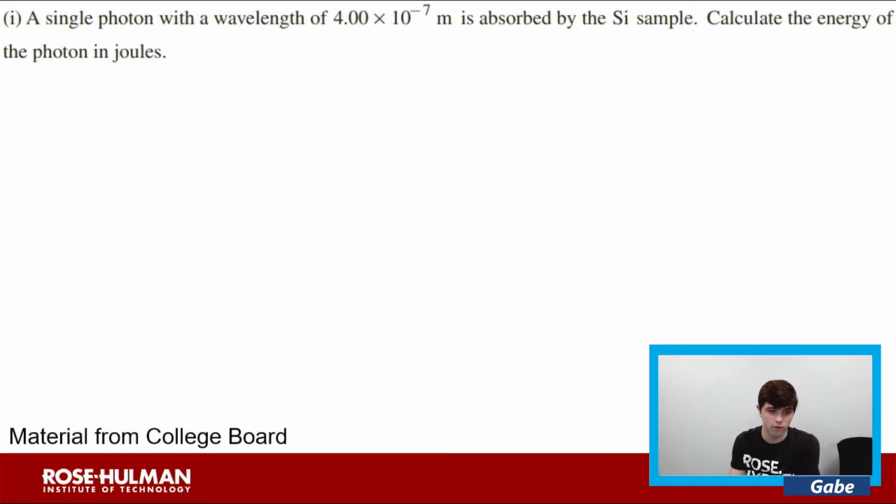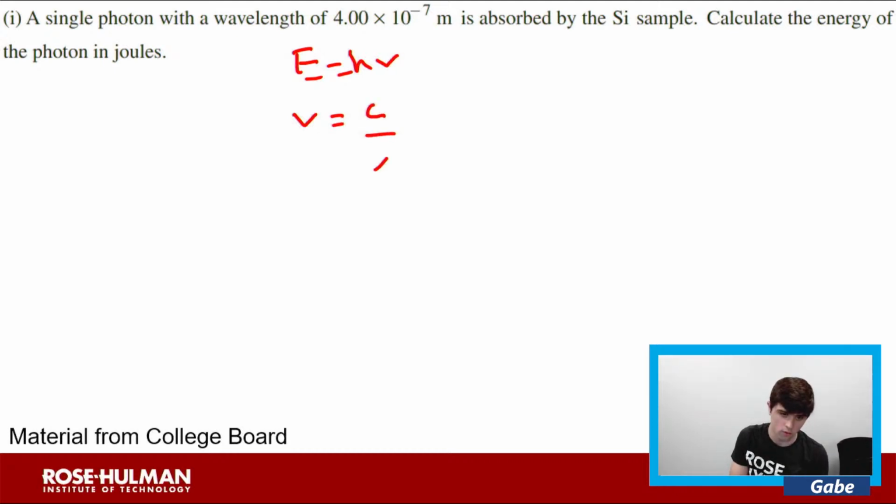So we move on to our final question, which is: a single photon with a wavelength of 4 times 10 to the negative 7th is absorbed by the Si sample. Calculate the energy of the photon in joules. So, using our equation sheet that we were given on the exam, we know that E is equal to hν, and we have our other formula, ν equals c over λ.